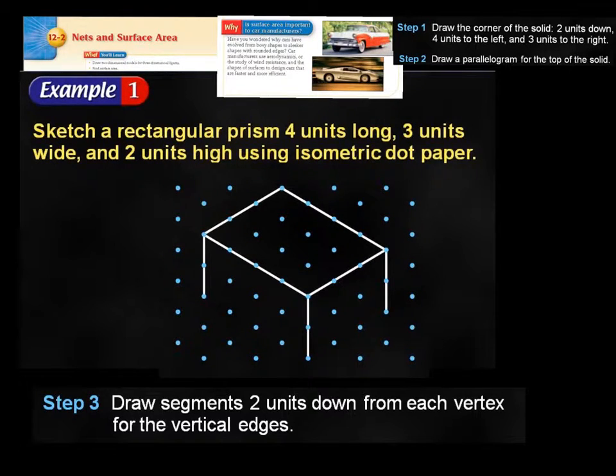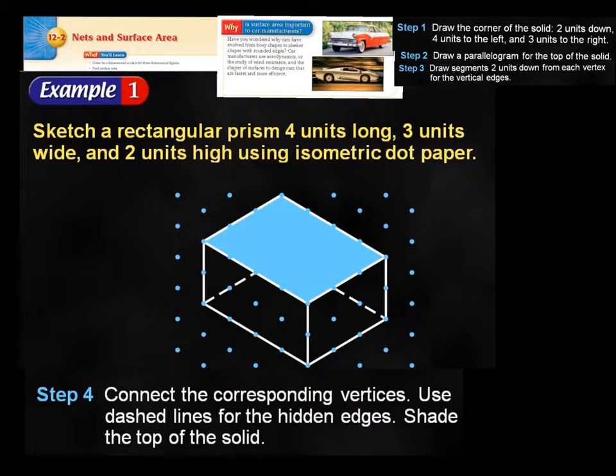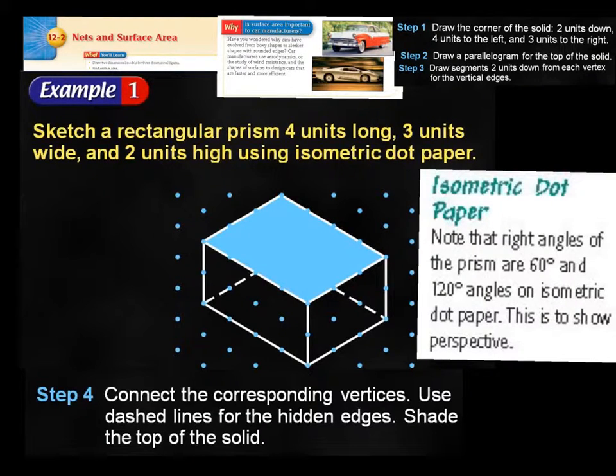Step 3 is to draw segments 2 units down from each vertex for the vertical edges. And step 4, connect the corresponding vertices. Use dashed lines for the hidden edges. Shade the top of the solid. Note that right angles of a prism are 60 degrees and 120 degree angles on isometric dot paper. This is to show perspective.